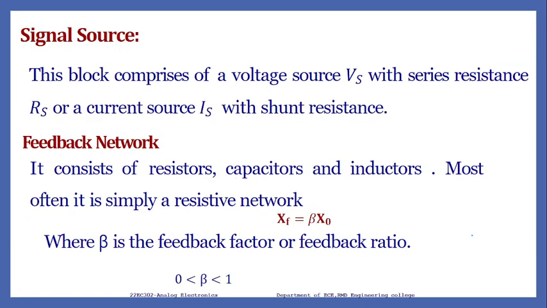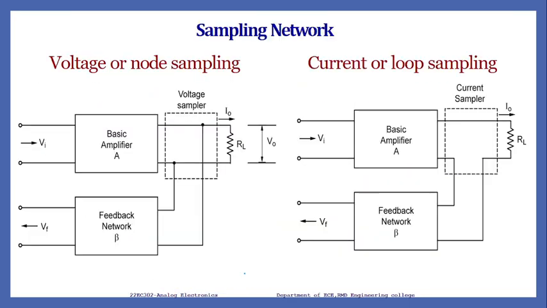As I told you, the signal source can be a voltage source with a series resistance, or it might be a current source with a shunt resistance. For the feedback network, the reverse transmission ratio or feedback factor is beta, that is equal to xf by x0. Always beta lies between 0 and 1.